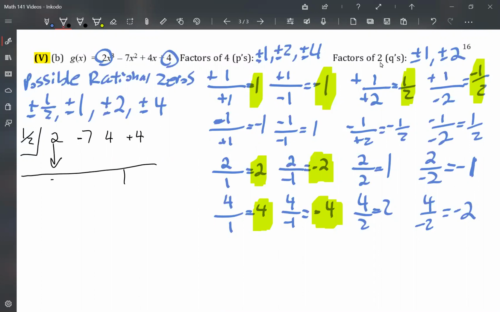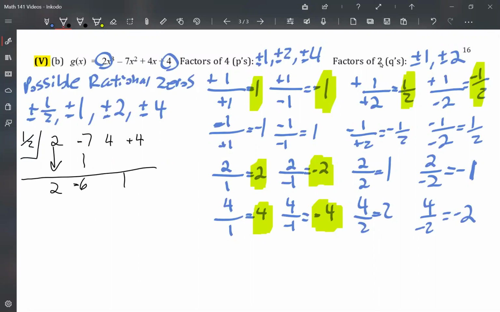Bring down the 2, we get a 2. 1/2 times 2 is 1. Negative 7 plus 1 is negative 6. Negative 6 times 1/2 is negative 3. 4 minus 3 is 1. 1 times 1/2 is 1/2. And 4 plus 1/2 is 4.5, however you want to put it, but not 0.